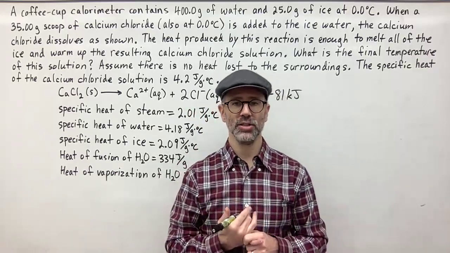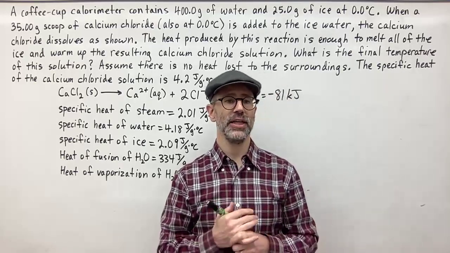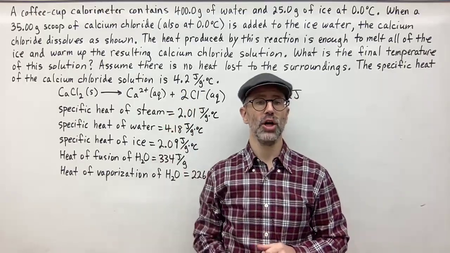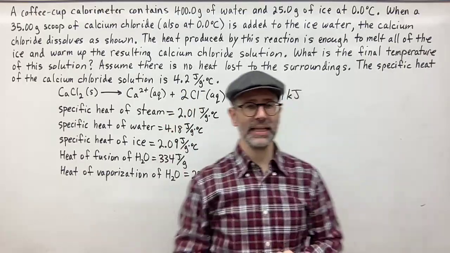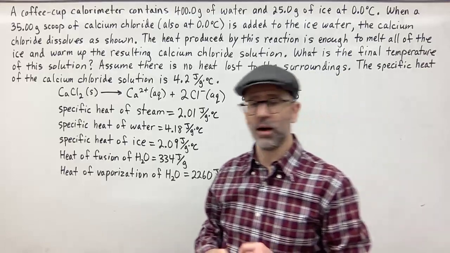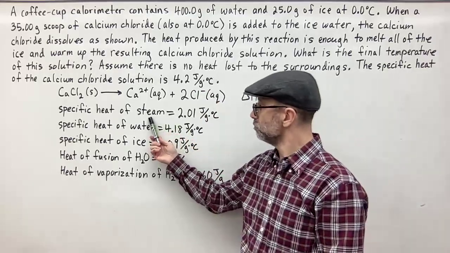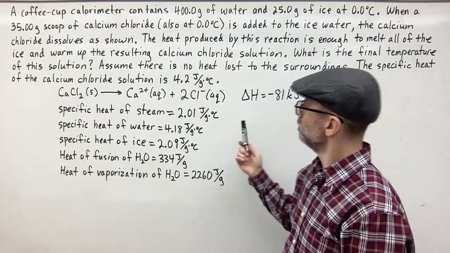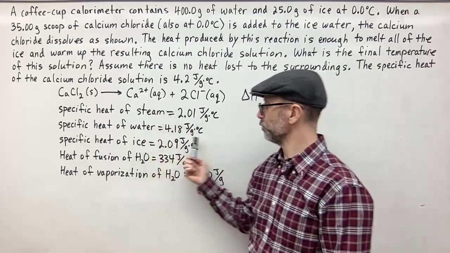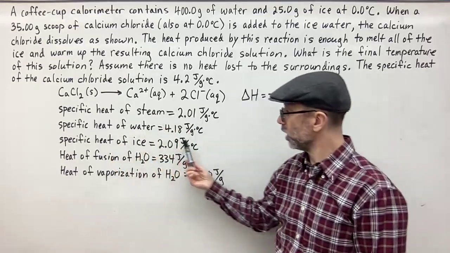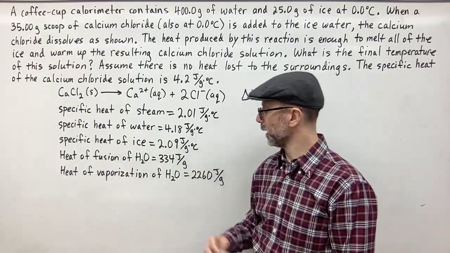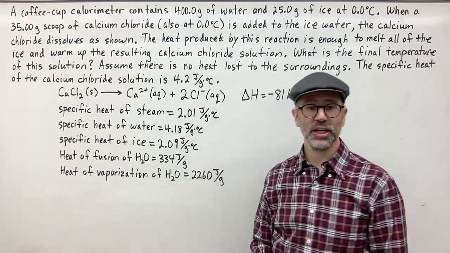Assume that there is no heat loss to the surroundings, and the specific heat of the calcium chloride solution is 4.12 joules per gram degree Celsius. And then they give us a bunch of other information that we may be able to use. Now, they give us the specific heat of steam. Well, we don't know what the final temperature is at the moment, but we could use that if we need to. Specific heat of water, specific heat of ice, and the heat of fusion. Okay, and the heat of vaporization if we need it.